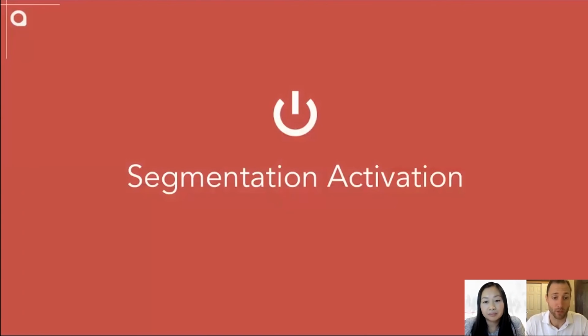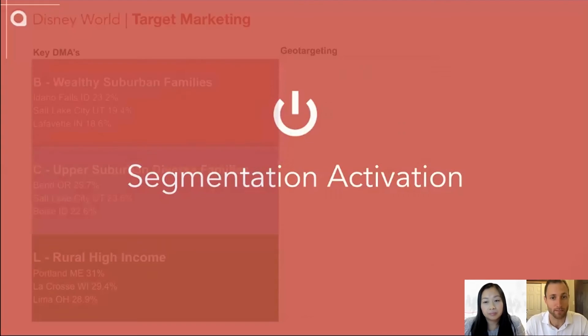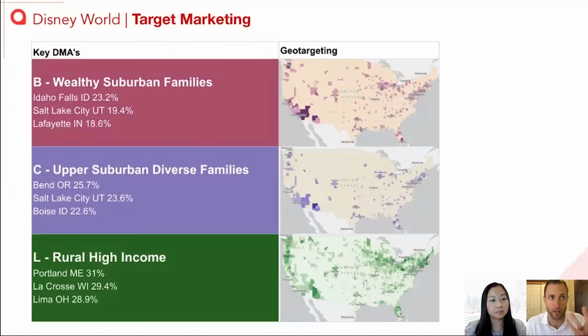And cool, that's actually a really good segue into the segmentation activation. So how can we actually activate on these insights? I've created a few examples that we might use if we are Disney World's marketing department here. Just looking at a geographic distribution of these segments, we can really quickly find out the top DMAs that we might focus on if we want to hit these three different segments. So you have the DMAs indicated here by the percentage that segment makes up of the DMA.